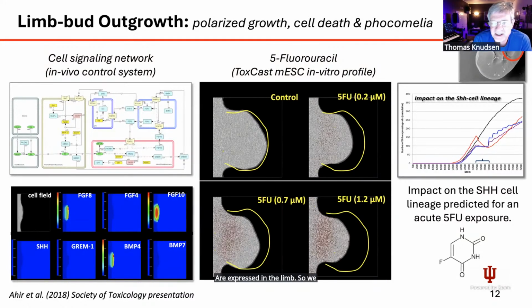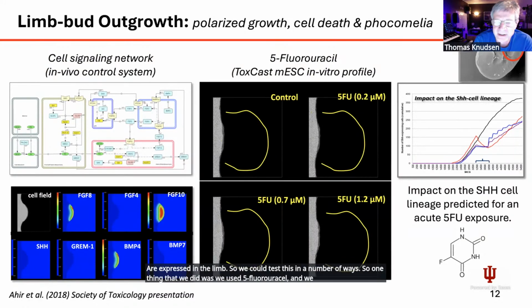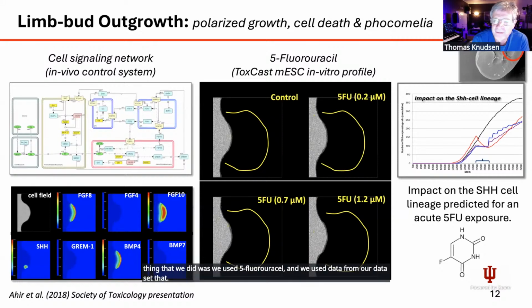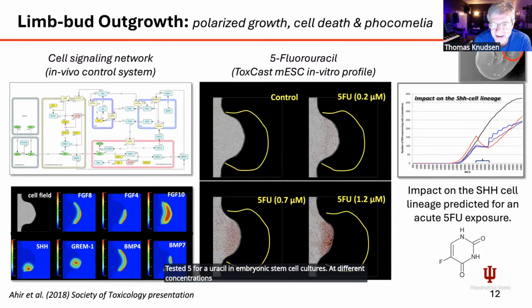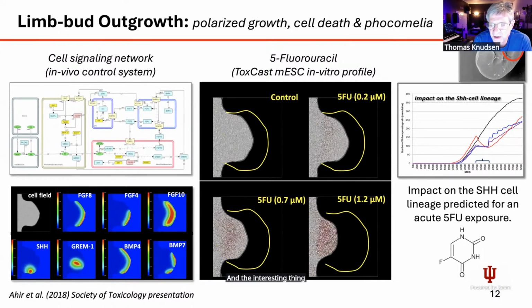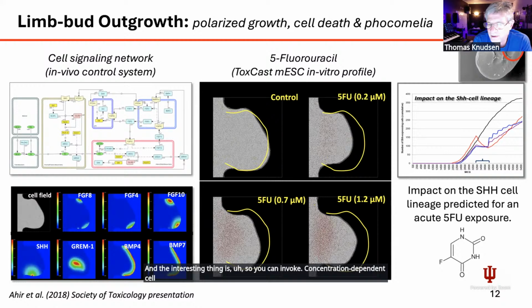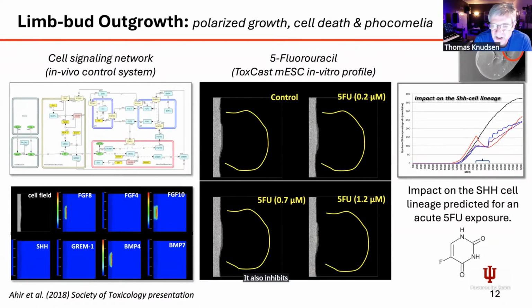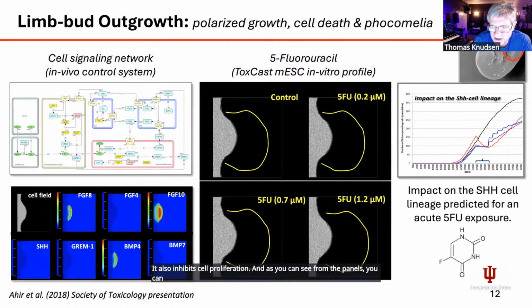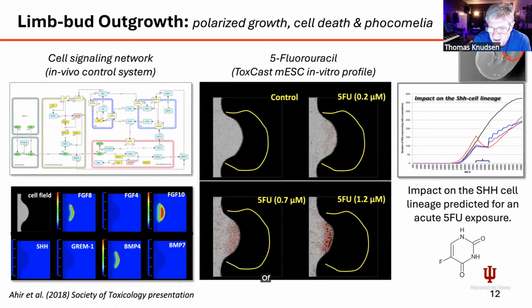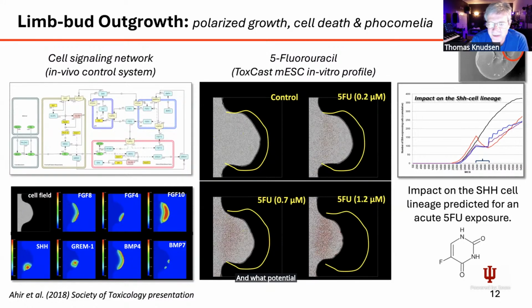So we could test this in a number of ways. So one thing that we did was we used 5-fluorouracil, and we used data from our data set that tested 5-fluorouracil in embryonic stem cell cultures at different concentrations shown in these panels. And the interesting thing is, you can invoke a concentration-dependent cell death, which is what fluorouracil does. It also inhibits cell proliferation. And as you can see from the panels, you can make predictions of effects based on how much cell death is produced and what potential effects they might have on polarized outgrowth of the limb bud.